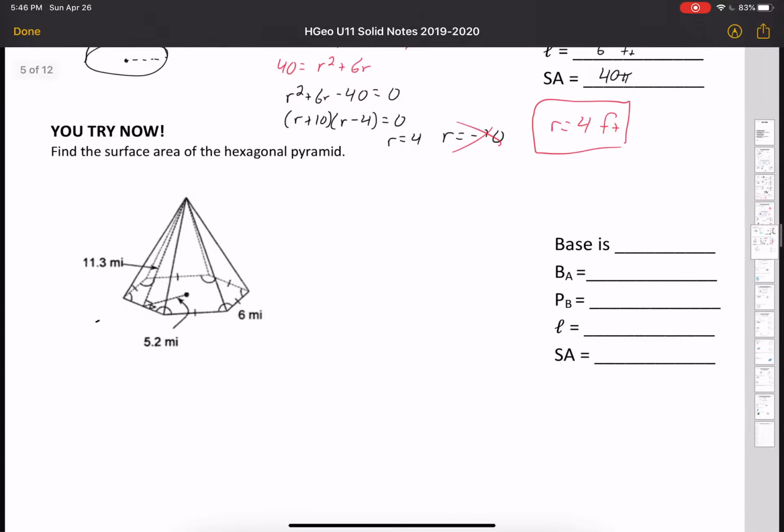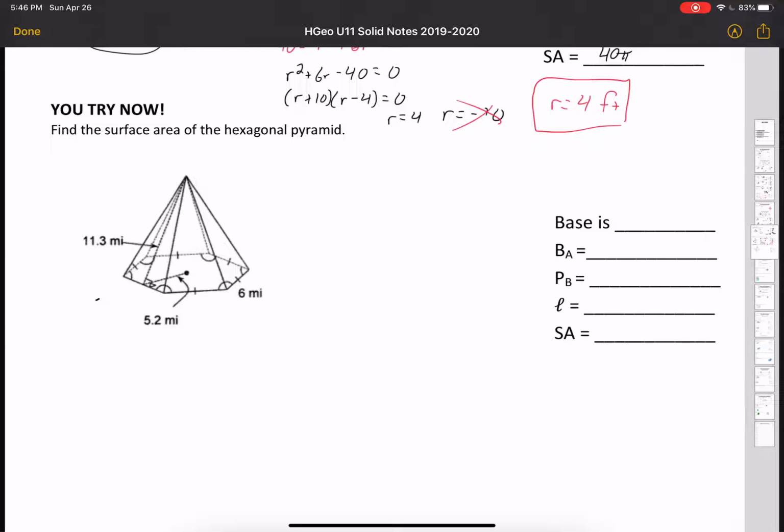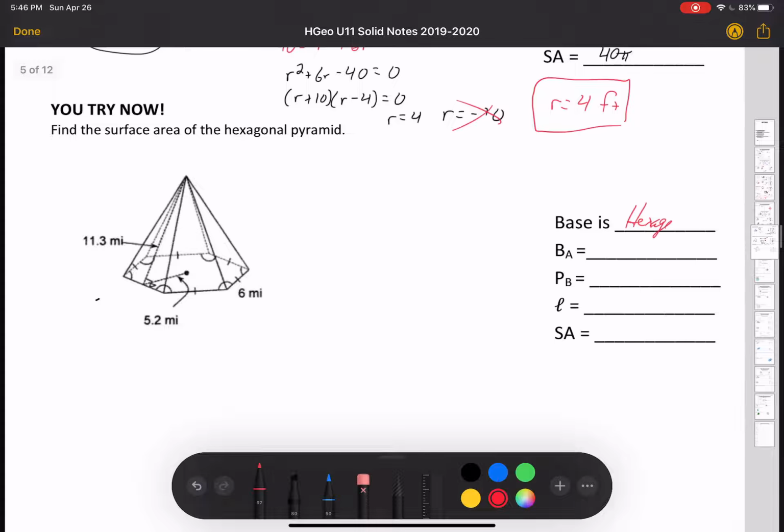Let's wrap up by finding the surface area of a hexagonal pyramid. So we want to find surface area. Base is a hexagon. If I draw that hexagon separately, it has an apothem of 5.2, and it has a side length of 6. So area of the base is apothem times perimeter divided by 2. So that's going to be 5.2 times the perimeter of the base, which is 36, divided by 2. So area of the base is 93.6.